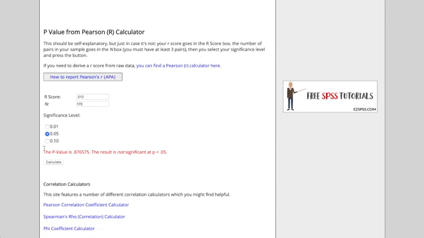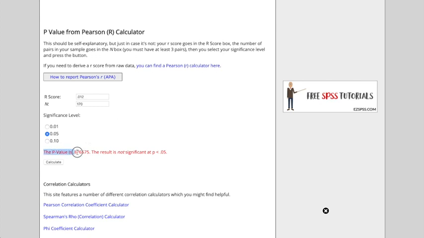And we're going to see the p-value is 0.8765. If your number is greater than the 0.05, that means the result is not statistically significant. So that means there's no statistically significant correlation between their social media score and how extroverted they are, okay? So it didn't work. So we did not find there's a statistically significant correlation.